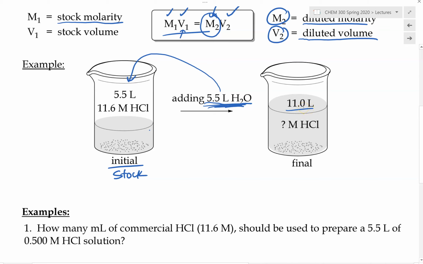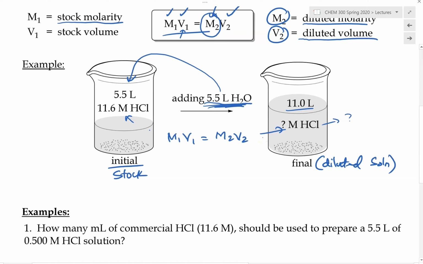So we know that doing this would make our stock solution become more diluted. Initially, it was 11.6 molar. What would now be the molarity of this new HCl solution? How do we solve for it? Here, this is the final or the diluted solution. To figure out the molarity of this diluted solution, we will go back to M1V1 equal to M2V2.